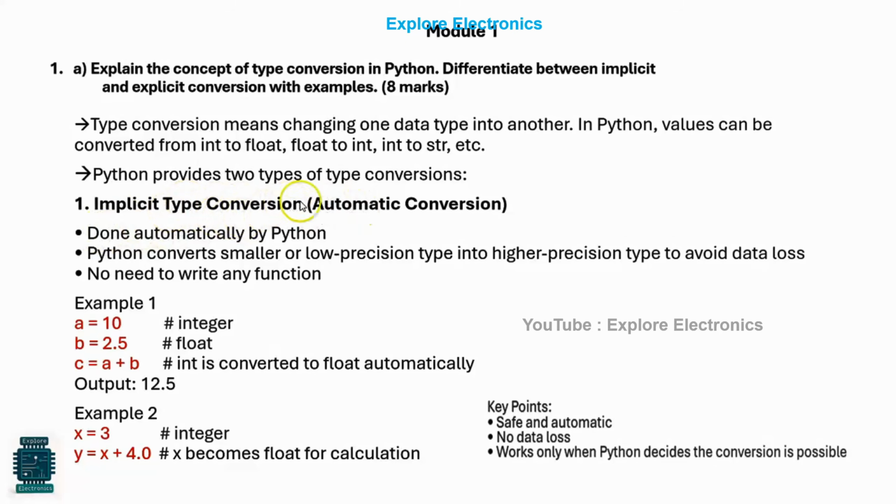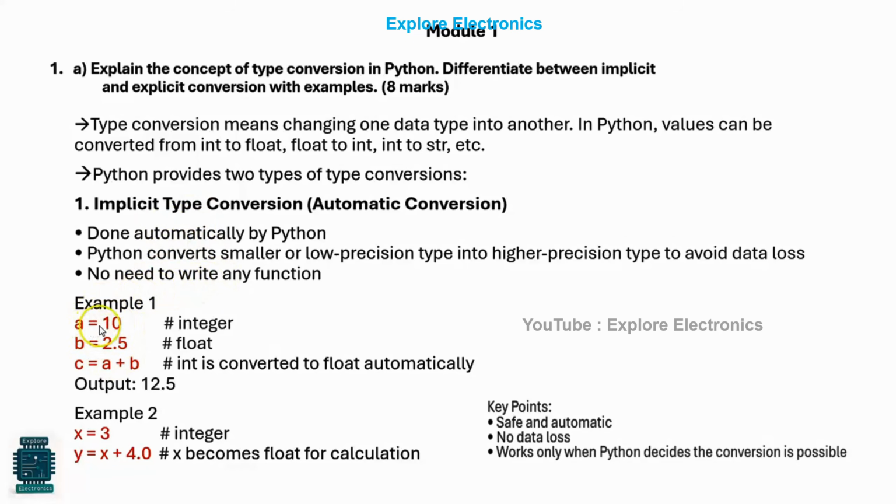Implicit conversion is also called automatic conversion because it is done automatically by Python. Let us see in the example. Python converts a smaller or low precision type into a higher precision type to avoid data loss. No need to write any function. It is done automatically in Python, that's why no need to write any functions.